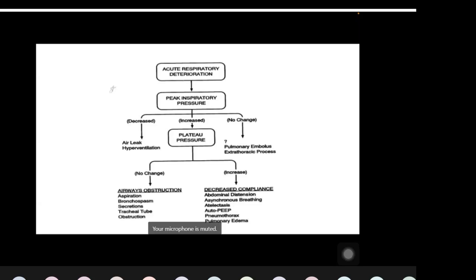movement. Okay. If the plateau pressure is normal, but the difference between peak inspiratory pressure and plateau pressure is the one that is increasing, always look for airway obstruction. It can be due to aspiration, bronchospasm, secretions or tube block. If peak pressure is also unchanged, we have to look for other possible conditions.